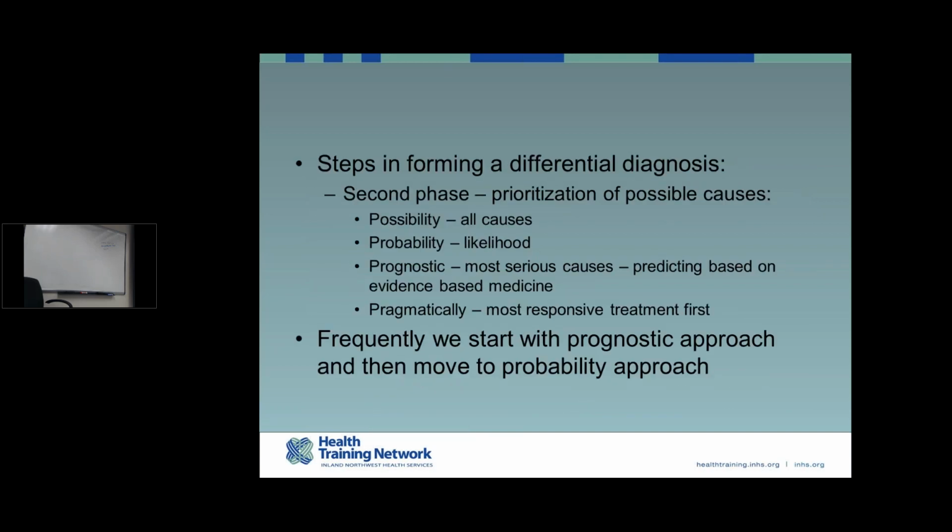So the second phase is about possibility, probability, prognostic, and pragmatic. What's the difference? Take a look at those 4. What's the difference?